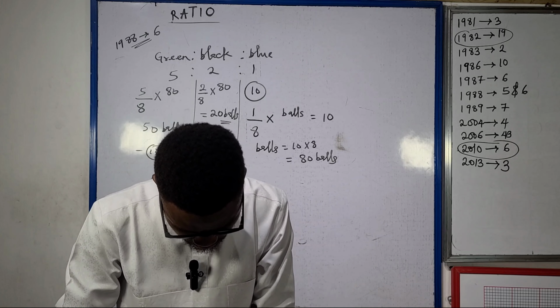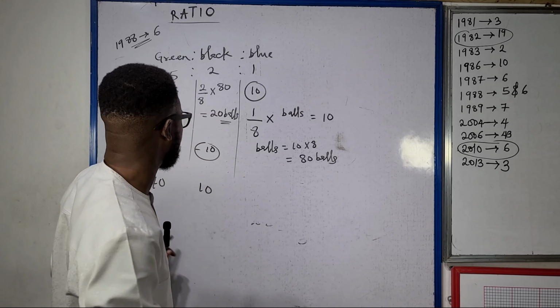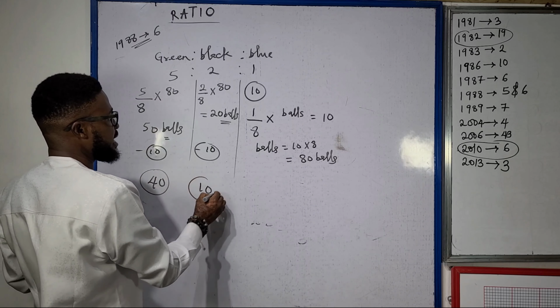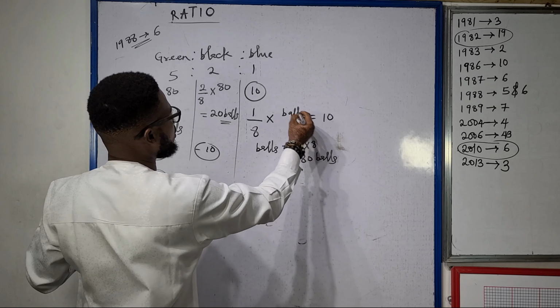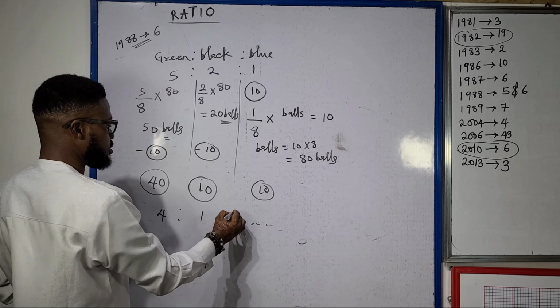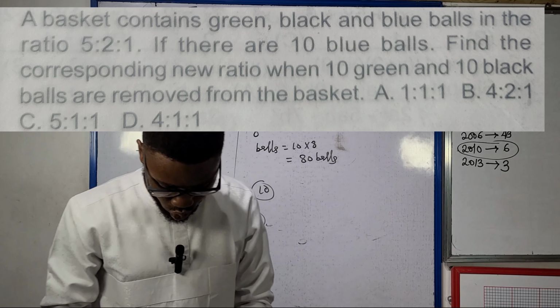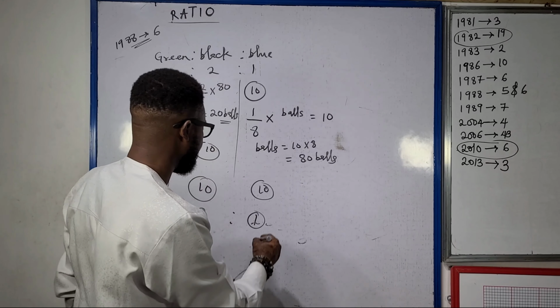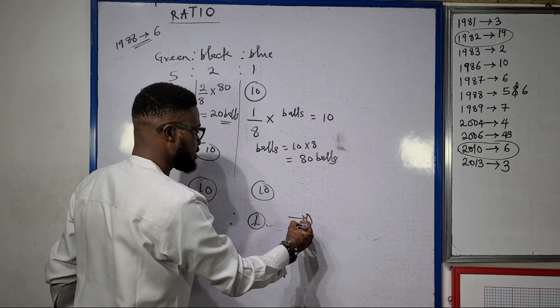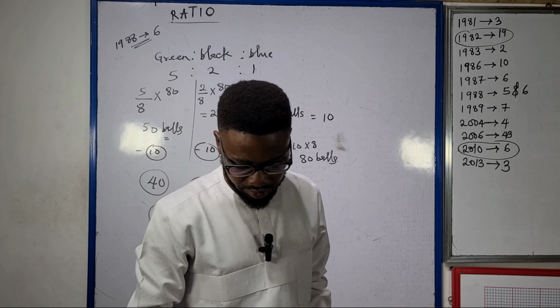Find the new corresponding ratio when 10 green and 10 black balls are removed from the basket. So we have 40 here, 10 here, and of course we have 10 balls here. So that's going to be 4 ratio 1 ratio 1. And that is option D. That is option D. So that ends 1988.